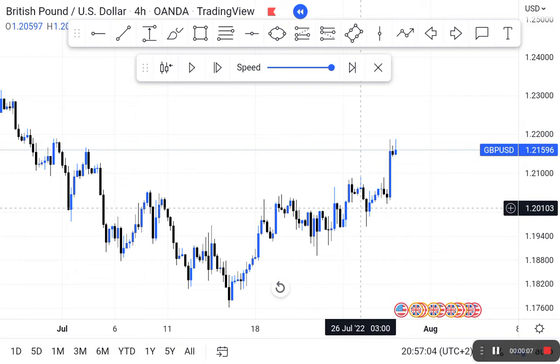MGR Forex Trading, and today we're going to be breaking down GBP USD and how we could have caught a lovely move during New York session. So let's get right into it.